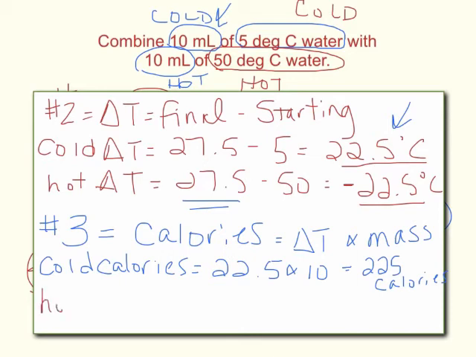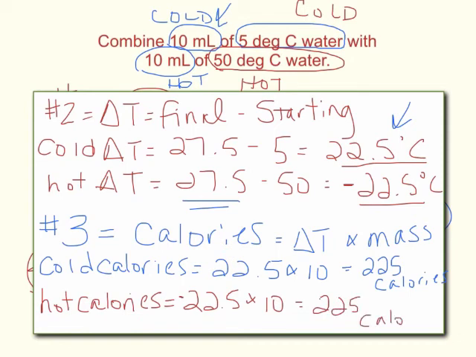And again, we have to do that for the hot calories. With the hot calories, I'm going to take my change in temperature, which was negative 22.5, and multiply that by 10. Again, I'm going to move that decimal place 1 over, and I want you to pay attention to how I'm writing the answer here. 225 calories. Now, some of you might be saying, hey, wait a minute, what about that negative number there? Well, this is important, and I'm going to start a new page to look at it.